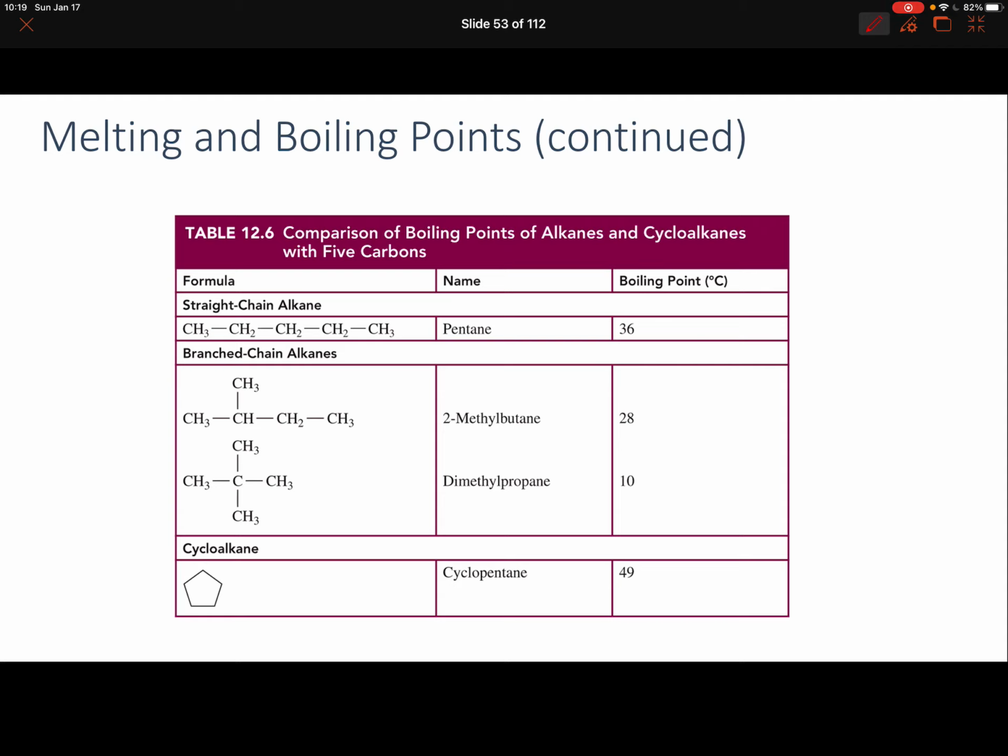So here, these are cyclopentanes. Comparing that to a straight chain pentane, 36, our number goes down when we add branches, but it goes up again when we make it cyclic. Hopefully that wasn't confusing. Now we need to talk about the combustion of alkanes.